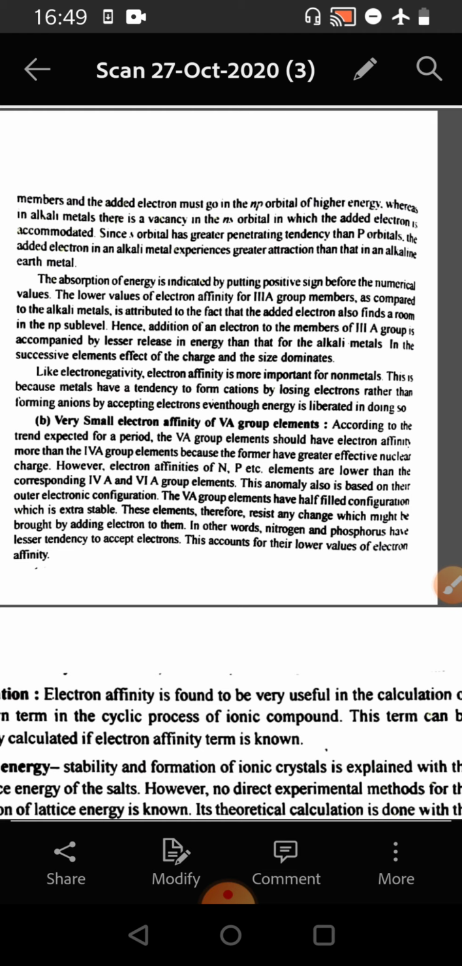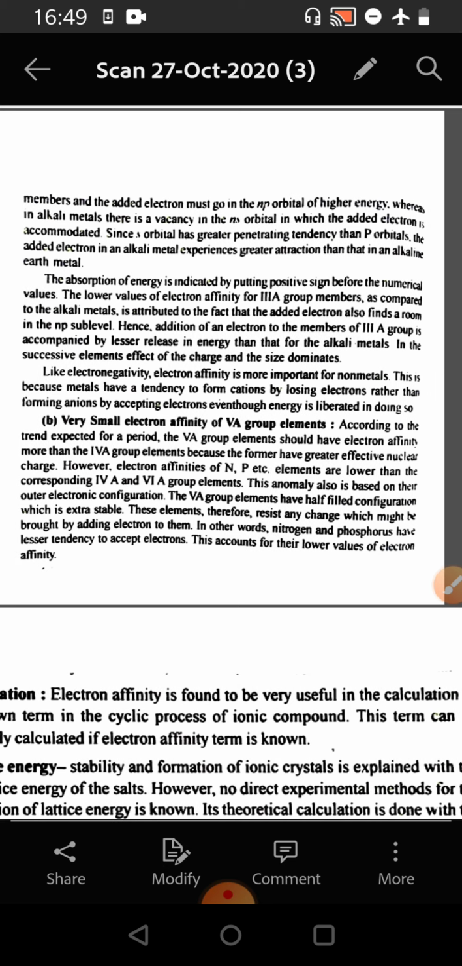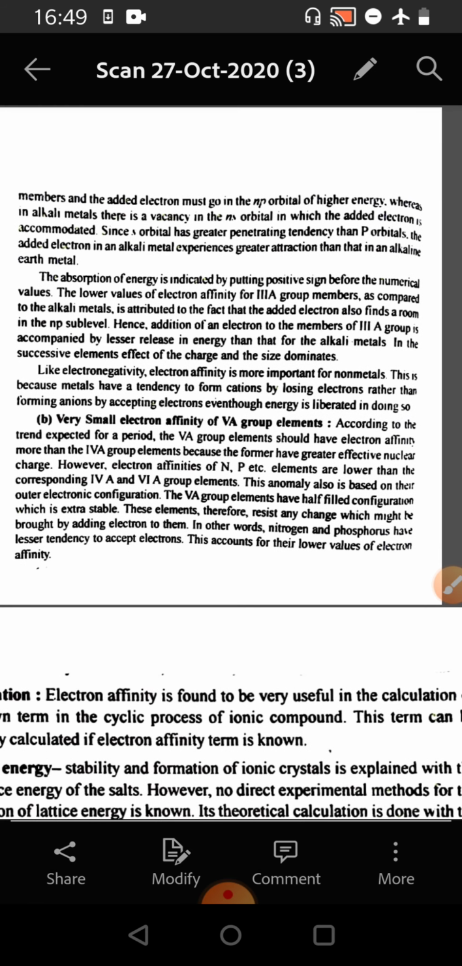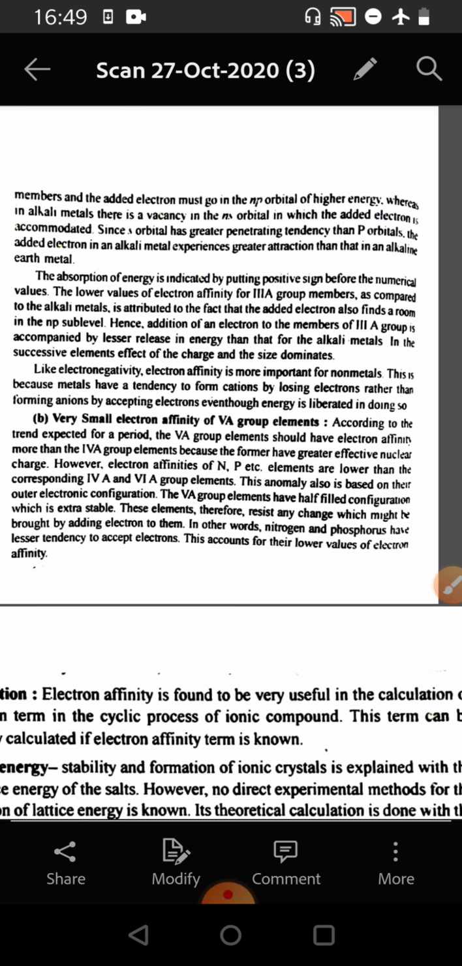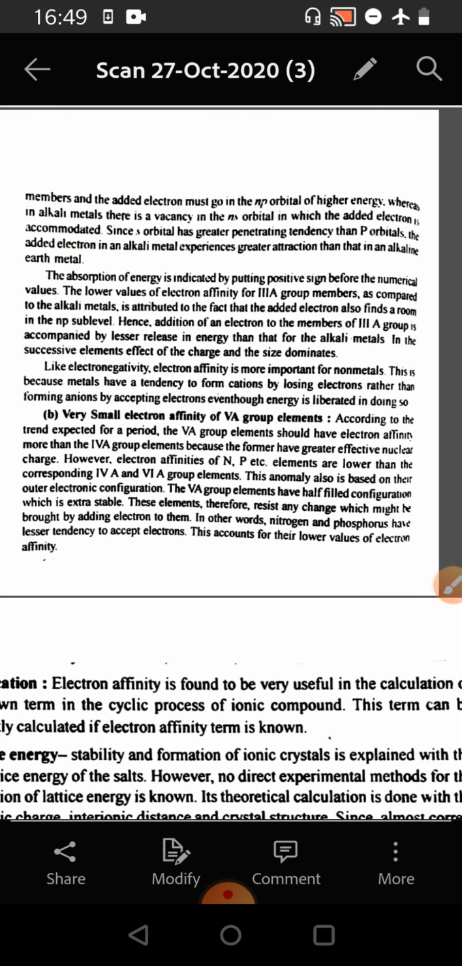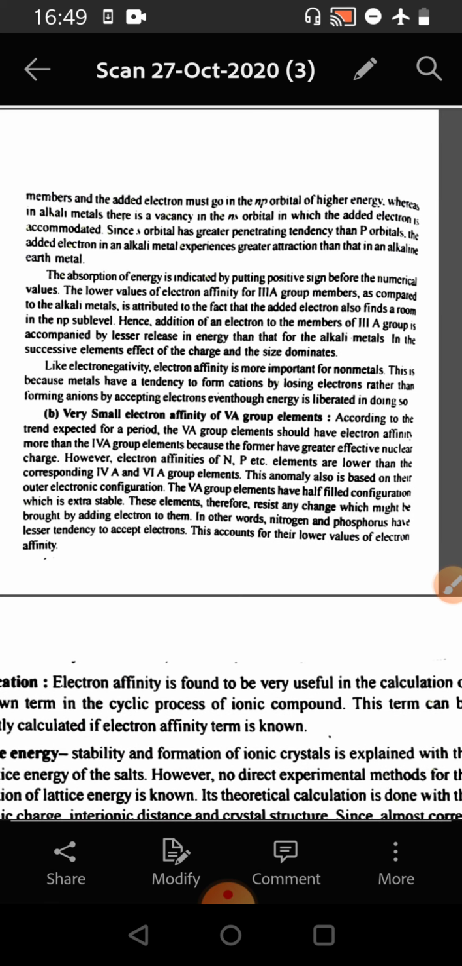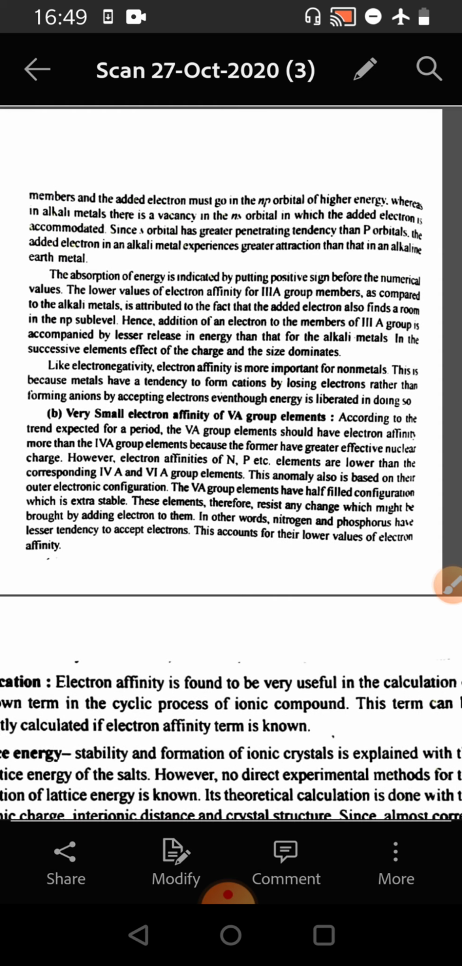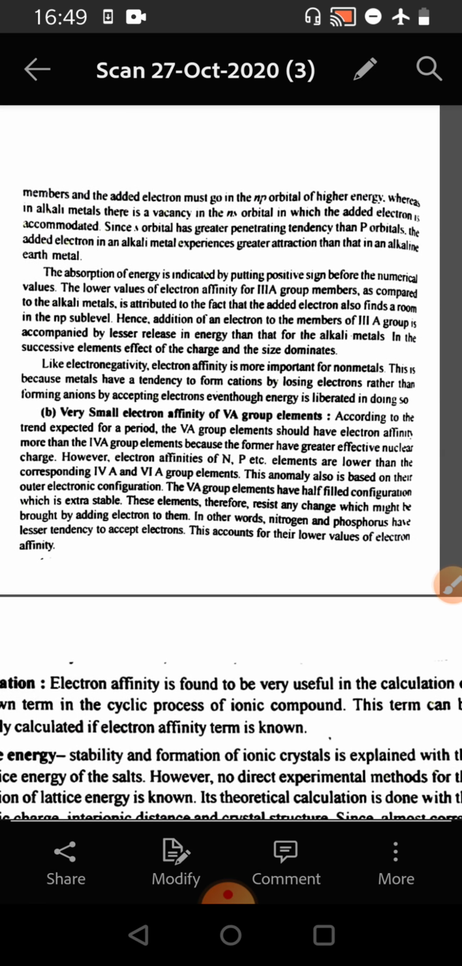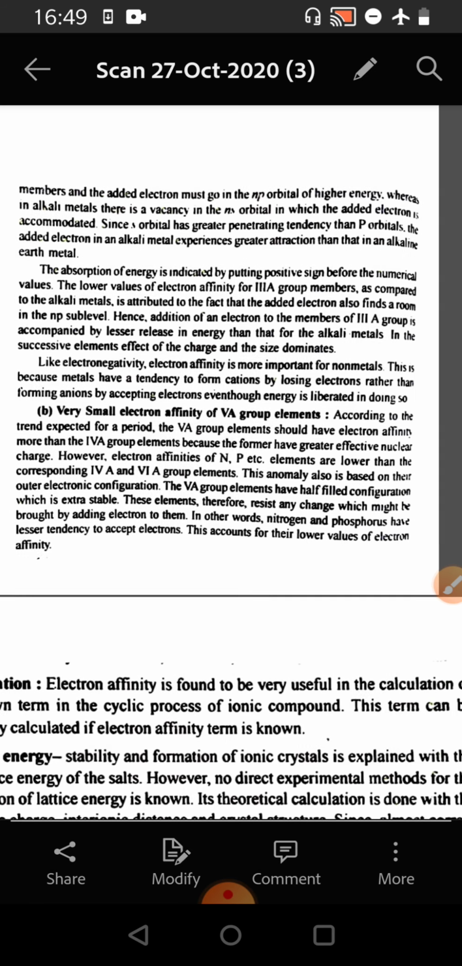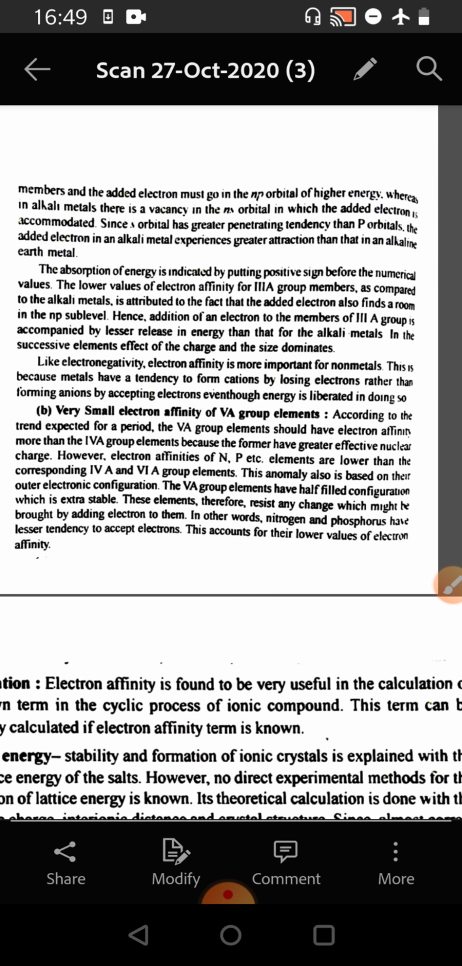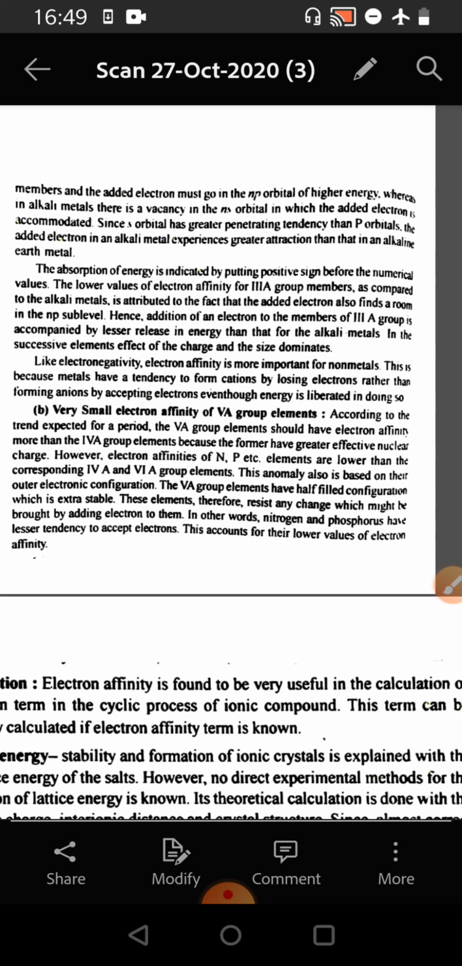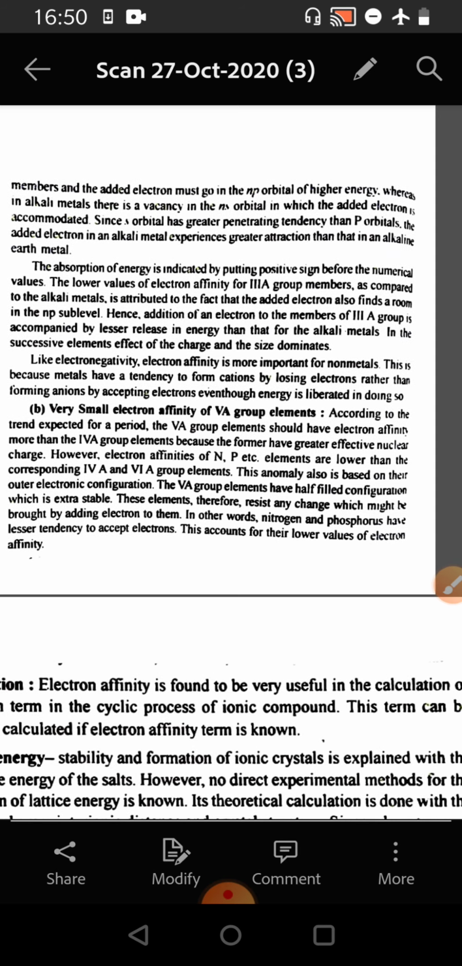The lower values of electron affinity for third group members as compared to the alkali metals are attributed to the fact that the added electron also finds a room in the n p sublevel. Hence, addition of an electron to a member of the third group is accompanied by a lesser release of energy than that for the alkali metals. In the successive elements, the effect of charge and size dominates. Like electronegativity, electron affinity is more important for non-metals. This is because metals have a tendency to form cations by losing electrons rather than forming anions by accepting electrons, even though energy is liberated in doing so.